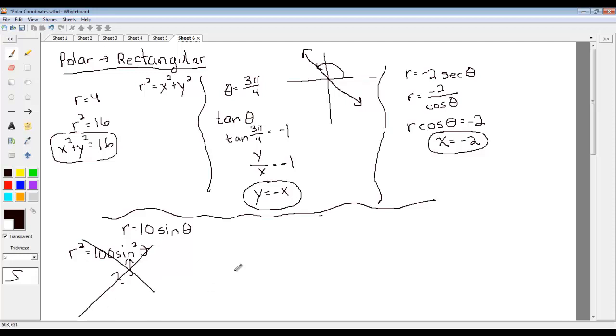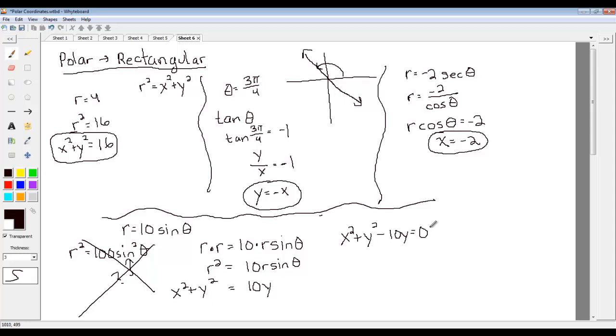Different strategy. What if I multiply both sides by r so that I get my r squared, but watch this. I've got an r sine theta, and I know r sine theta to be the same thing as y. And then the r squared, of course, is x squared plus y squared. So x squared plus y squared minus 10y equals 0. This is actually a circle. Complete the square, and you'll get your circle equation.